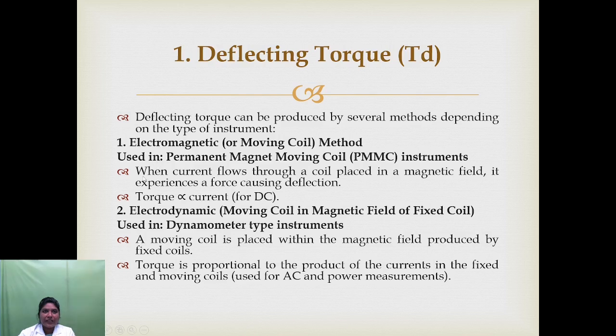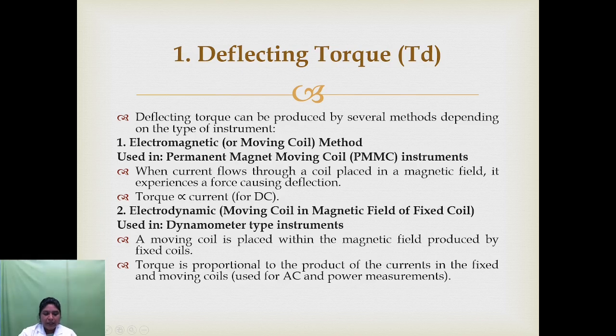Here, when a current carrying conductor is placed in a magnetic field, it experiences a force, which tends to move the pointer over a calibrated scale from the zero position. This effect is called the magnetic effect. Here, the torque is directly proportional to the current. The current carrying conductor placed in a magnetic field experiences a force, that is the torque, which moves the pointer from the zero position. That is called the deflecting torque. So the first method is the magnetic method.